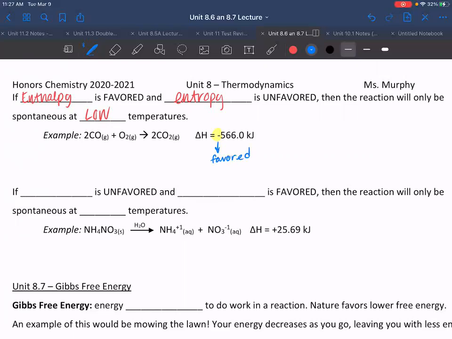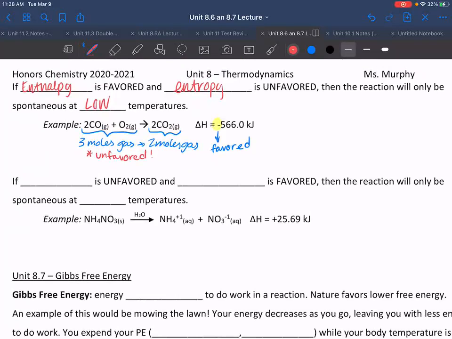What about my moles of gas? Exactly. So what is that, favored or unfavored? All right. So enthalpy favored, entropy unfavored. So this will happen at low temps. We're going to dig into the mathematical equation to show why that is.